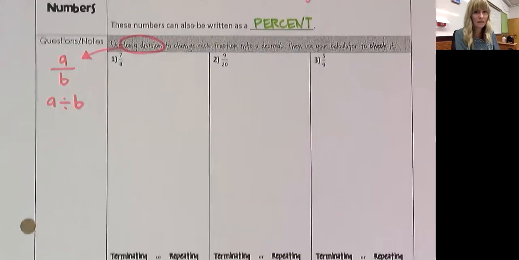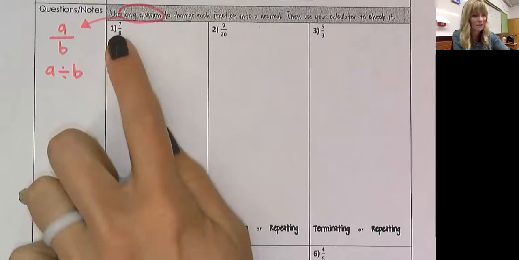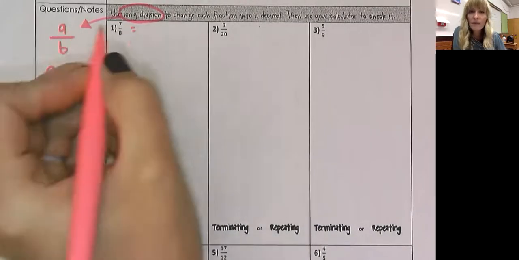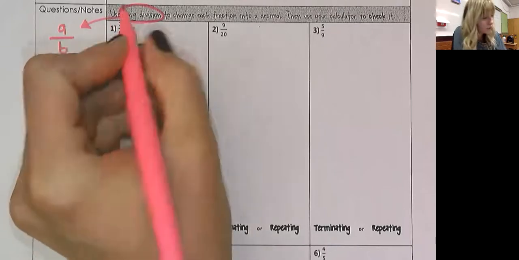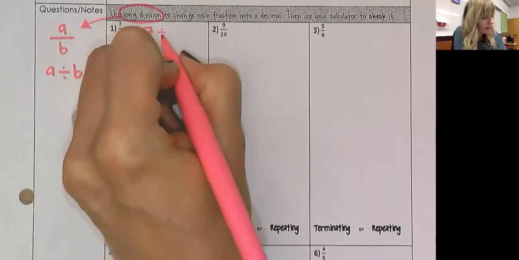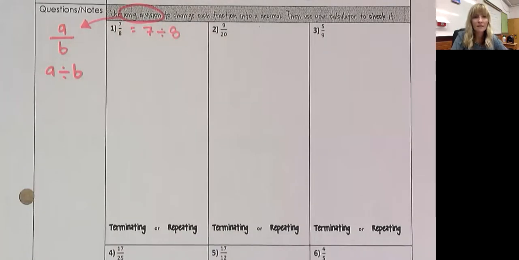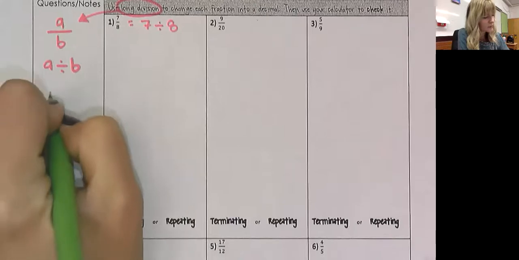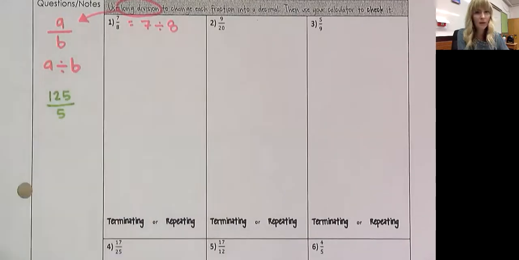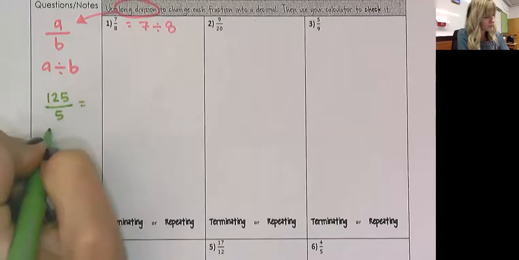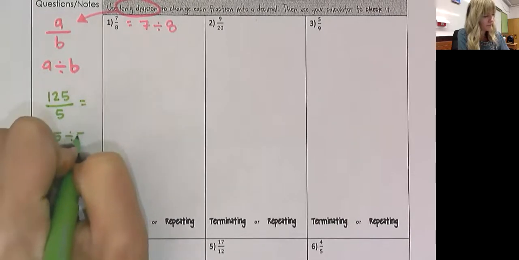So let's come over here and see how this looks. Problem number 1 says 7/8. The first thing I want you to do is I want you to write for yourself what this really means. This is a over b, which really means a divided by b. This means 7 divided by 8, okay? What that means, now you also have to recall, let's put one more note to ourselves over here in green, okay? If I had, say, 125 over 5, and I wrote it like that, that would turn into 125 divided by 5.